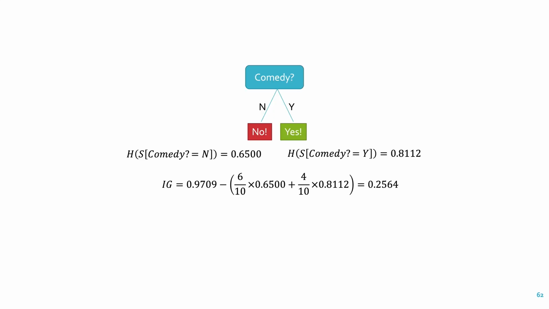Now we need to calculate information gain. We know we have 6 samples on the left and 4 samples on the right. Information gain is calculated like this, and we get the value 0.25.